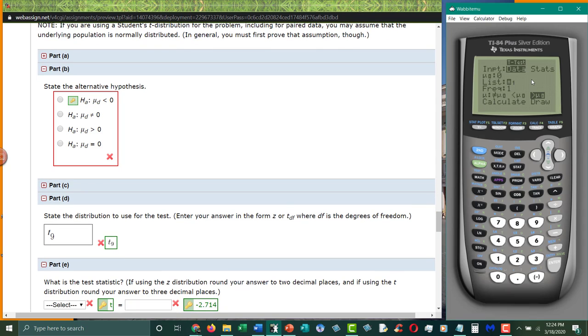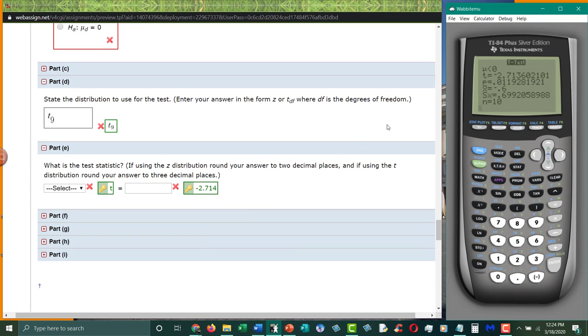Helps to put it in the right one. Okay. Where is the data? It's in list 3. That's what we're interested in, is list 3. The frequency is 1. Our alternative is that it's less than 0, so we need to highlight less than 0 and calculate. This gives us our t statistic of negative 2.71, 2.7136, so that's where that rounds to. Okay.